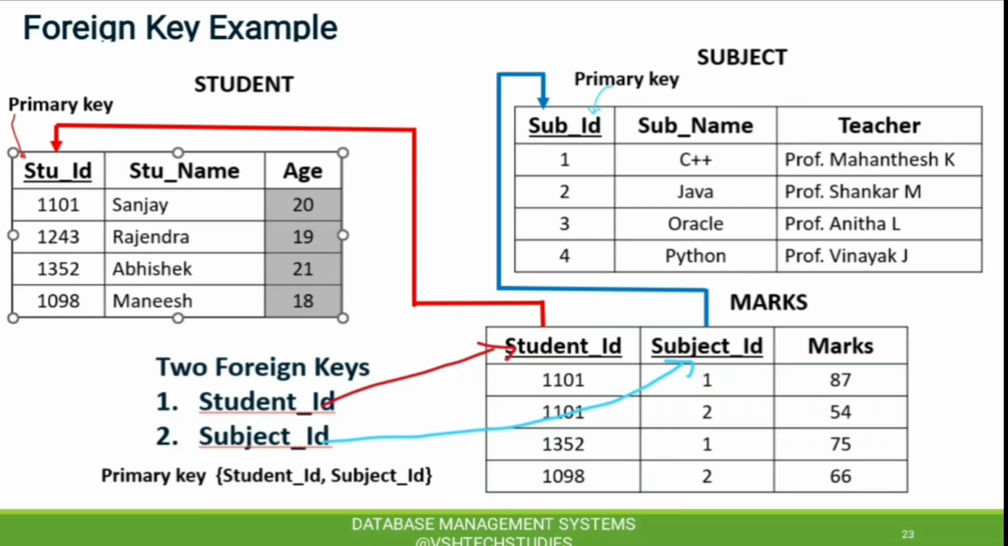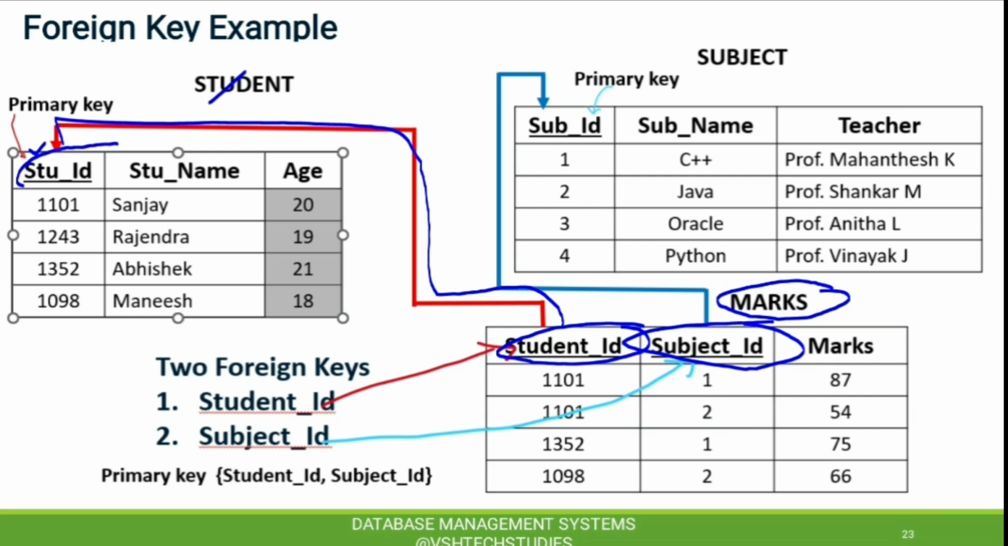Let us consider this example on foreign key. There are three tables: student table, subject table and marks table. Student table stores student details like student ID, student name and age. Subject table stores subject related details like subject ID, subject name and teacher name. Marks table stores student ID, subject ID and marks. Marks table has two foreign keys. One is student ID, another one is subject ID. Foreign key student ID links with the student table through its primary key student ID. Subject ID foreign key links with the subject table through its primary key subject ID.